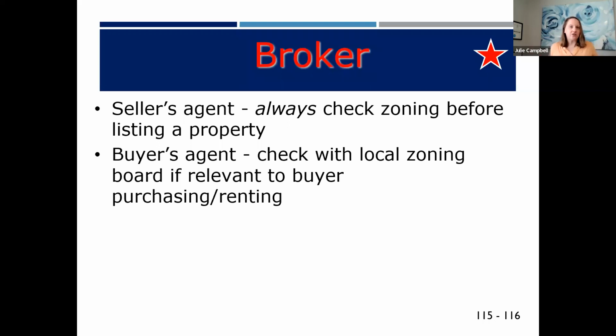And when our buyer shares that with us, we now have a duty to help them verify, to help them make sure that when they buy, the zoning and the covenants, if they're in an HOA, which we'll talk about in just a minute. We have a duty to help the buyer verify that information if it's relevant.